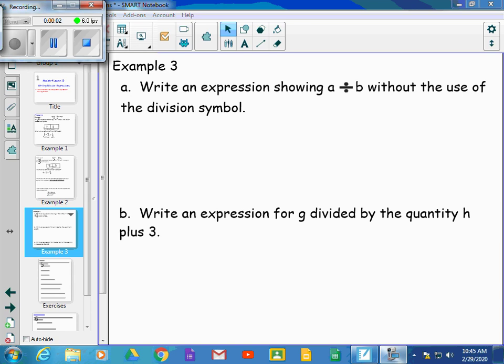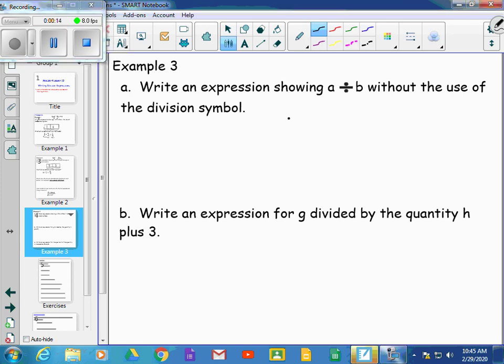Now let's try example 3. The first question says, write an expression showing A divided by B without the use of the division symbol. So what they want us to do is to write that as a fraction. We can express that as A over B. Both of these expressions, using the division symbol and as a fraction, are a way to write a division expression.